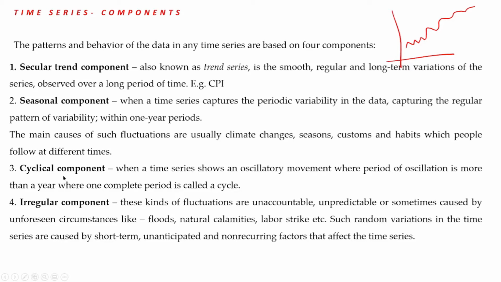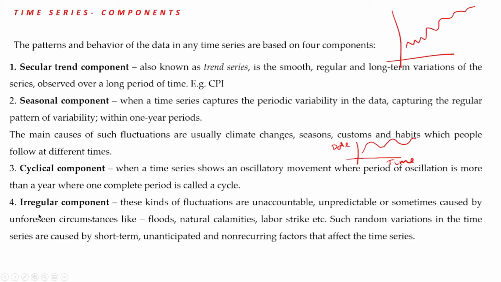And then next we have cyclical component. Here a time series data, it shows an oscillatory movement where the period of oscillation is more than 1 year, where one complete period is called a cycle. Sometimes the time series data, it shows a cyclical variation. Here we have the time and here we have the data. It may show a cyclical variation where the period of oscillation is more than 1 year. Then that component is called cyclical component.